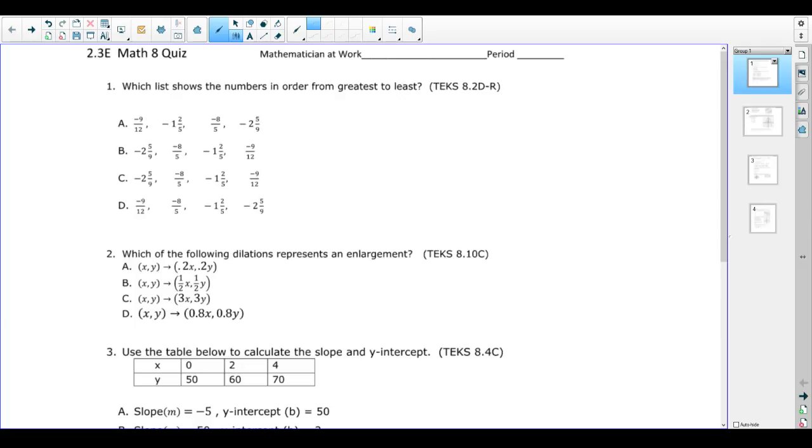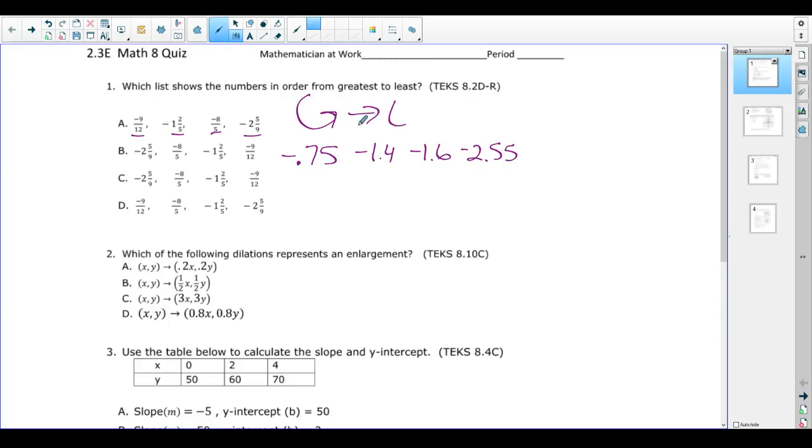Which list shows the numbers in order from greatest to least? Okay, so we put G to L nice and big. And then we want to make all of these fractions decimals, and it's the same fractions in each question. So I'm just going to look at A, and I'm going to put all these in the calculator. Get some decimals. So negative 9/12 is negative 0.75. Negative 1 2/5 is negative 1.4. Negative 8/5 is negative 1.6. And negative 2 5/9 is negative 2.55 or 56, depending on how you round it.